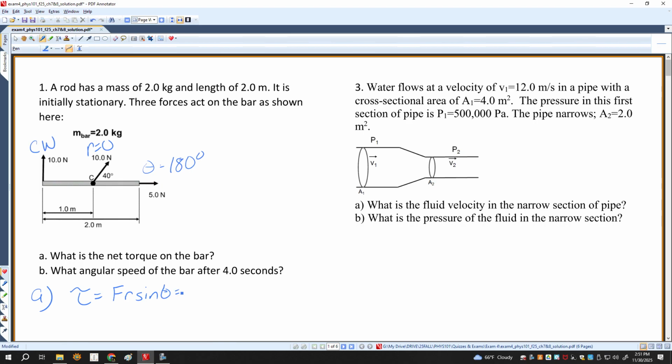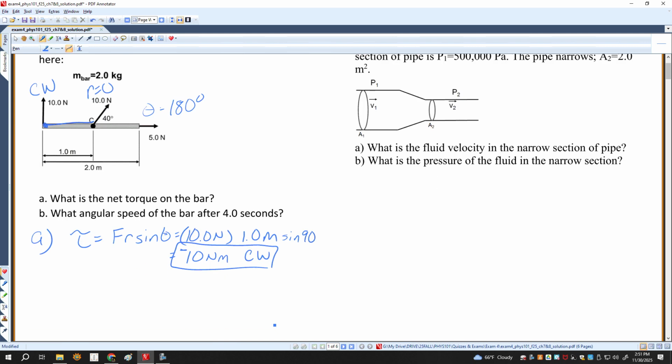That's going to be 10 newtons times 1 meter. That's the distance from where the force is applied to the axis of rotation, 1 meter, times the sine of 90. You might not have put that on there. And so that's going to be 10 newton meters. And it is clockwise. I'll just label it as clockwise, or maybe I'd put a negative there. Either one of those would have been correct.